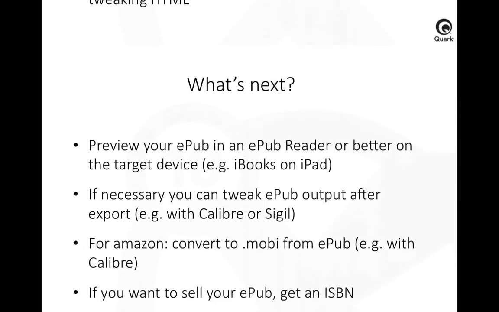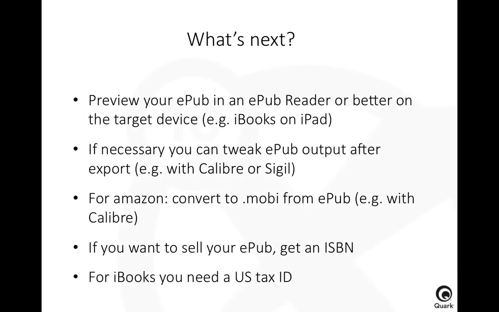So what's next? What should you really do once you've published that? One thing that's really important is to test it on different devices. Like I said, iBooks is a very great tool, but it shows more than probably all other devices. So test it not only on your computer, use an iPad, use an Android device, what your typical reader would do, and then tweak it if you need to using Calibre or Sigil.